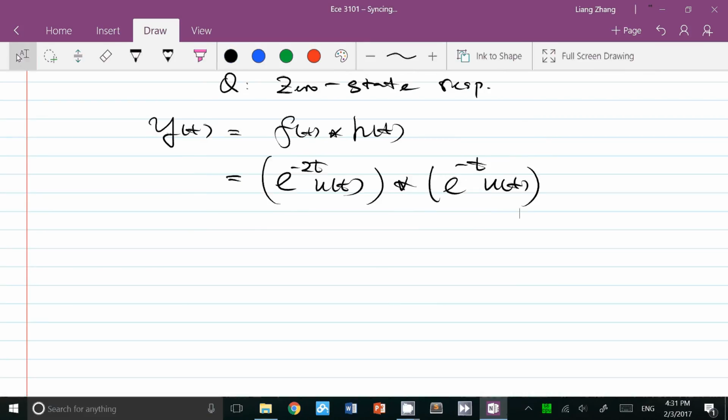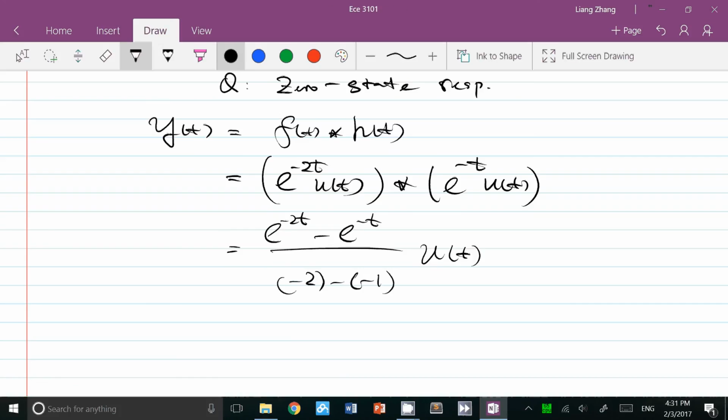Now the table in the text, table 2.1 on page 125, said I can use line number 4 in this table, and as a result I should look at 1 over negative 2 minus negative 1 times e to the negative 2t minus e to the negative t, times u of t. So organizing the terms, you will have e to the negative t minus e to the negative 2t times u of t. Okay? So using the table, this is how everything can be done.